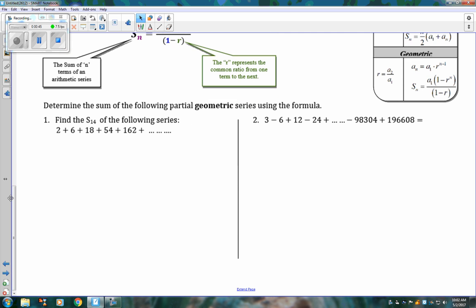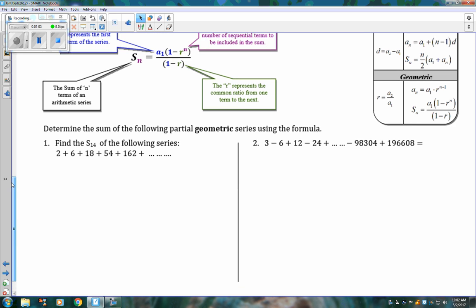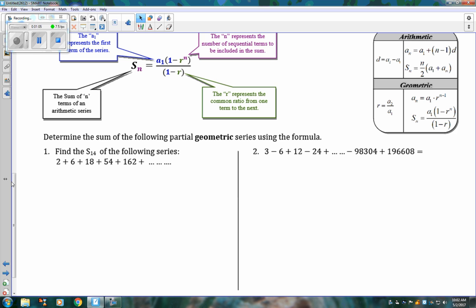Problem 1 says to determine the sum of the following partial geometric series. Okay, so using this formula, we need how many things? A sub 1, n, and r.